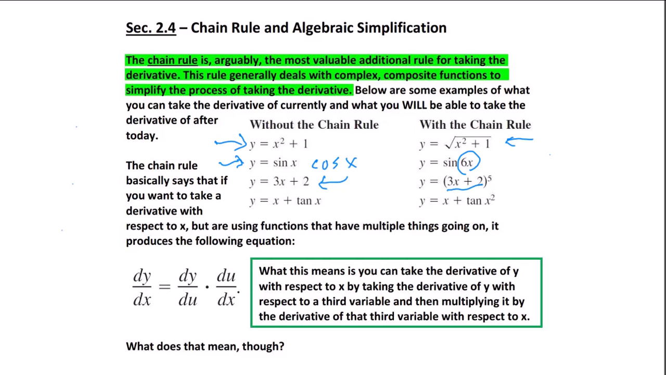Down here I highlighted, look what this is saying. You can take the derivative of y with respect to x. Okay, that's what we've been doing. By taking the derivative of y with respect to a third variable and then multiplying it by the derivative of the, wow. Clear as mud, right? Let's talk about what that really means.